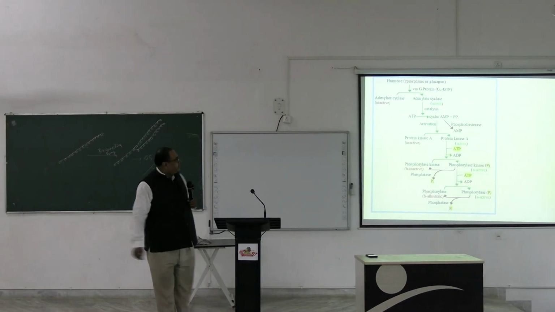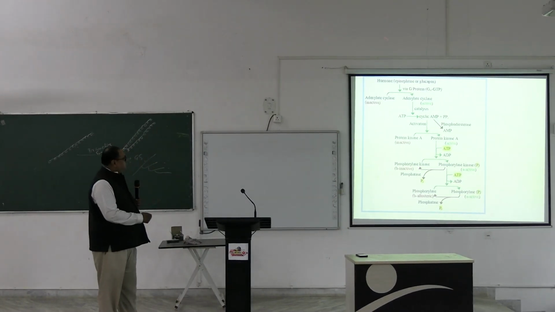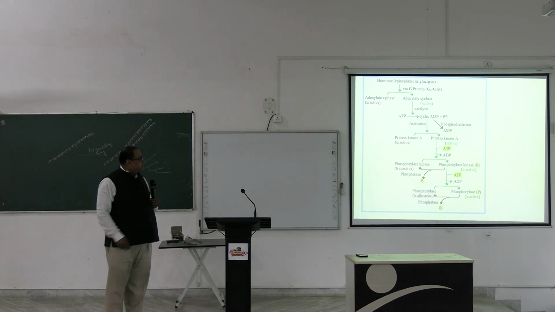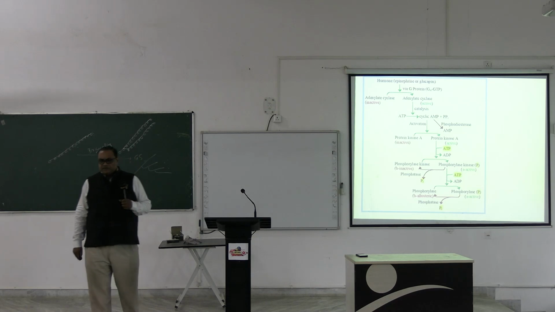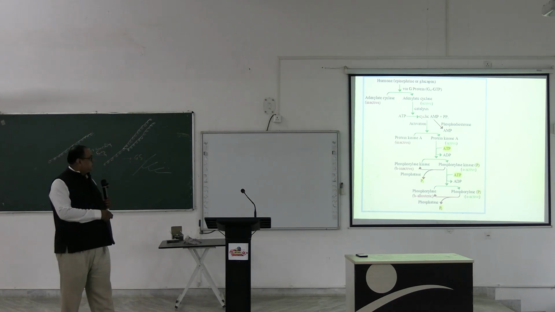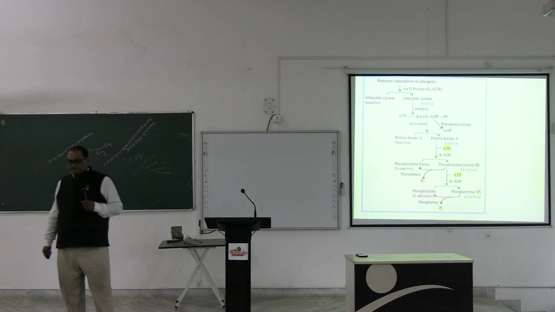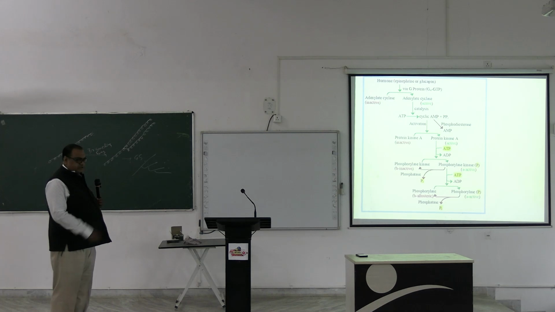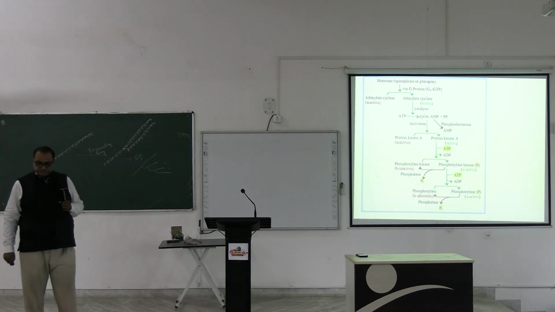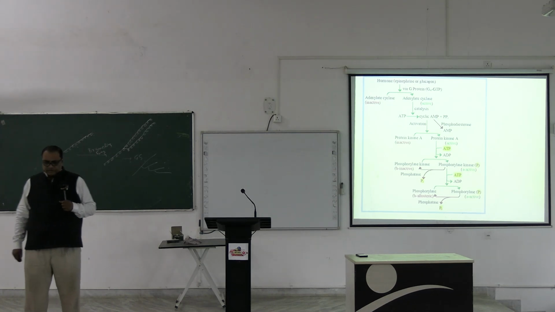First is attachment of the hormone to the cell surface receptor. Here, via G protein, adenylate cyclase is activated from inactive to active. Active adenylate cyclase then converts ATP to cyclic AMP plus PPi. Cyclic AMP can be broken down to AMP by phosphodiesterase.